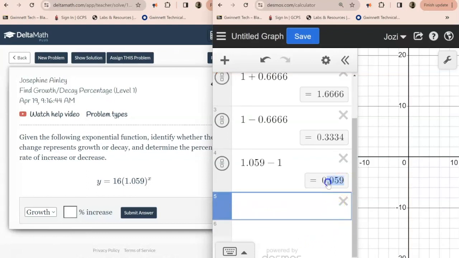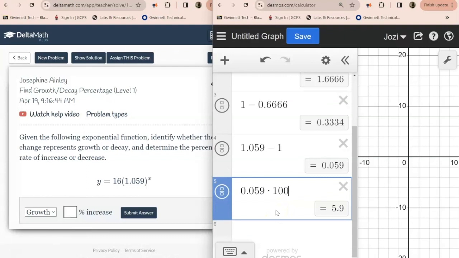0.059. All right. But remember, this is without the percent. How do I make that into a percent? You multiply it by 100. All right, so it's 5.9%.